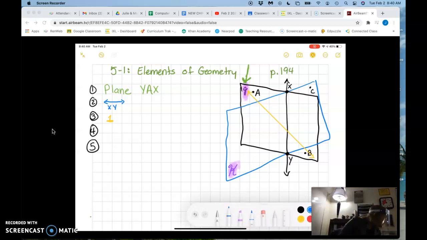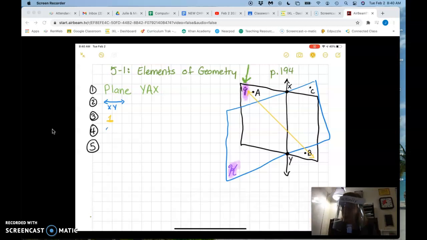Number 4. In how many planes shown is XY contained? So how many planes is the line XY in? It's in 2 planes. Good. Correct.